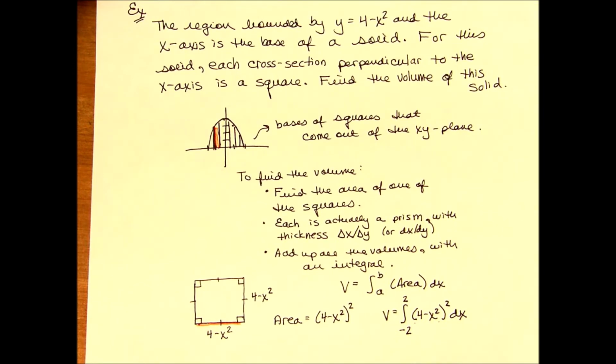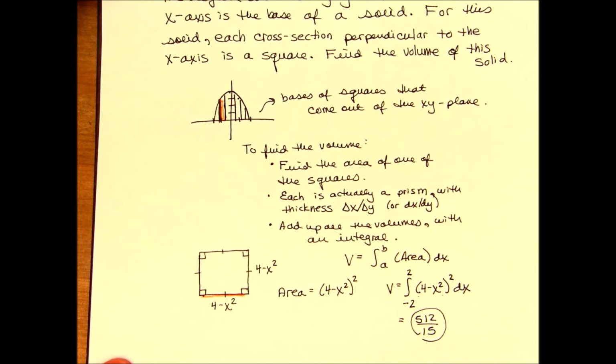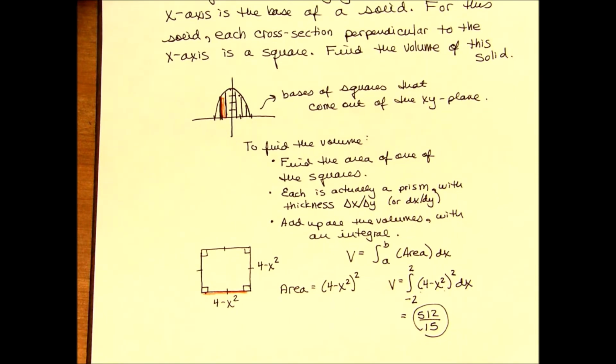Add up all those volumes with a very small thickness. You're going to want to just go to the calculator and do the integral in the calculator, although you could FOIL the thing out and do your antiderivatives. Go to the calculator and do your fnInt. And when you do that, that should give you a volume of 512/15 for that solid that we took a look at.